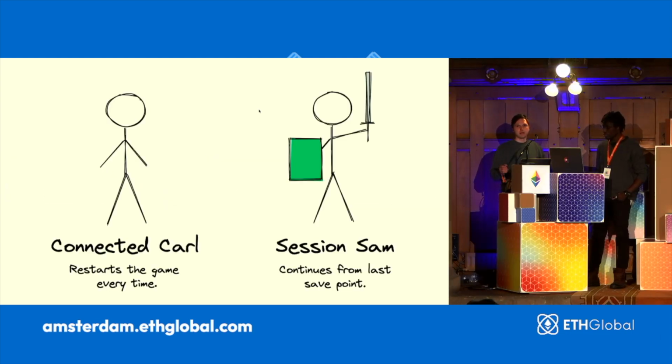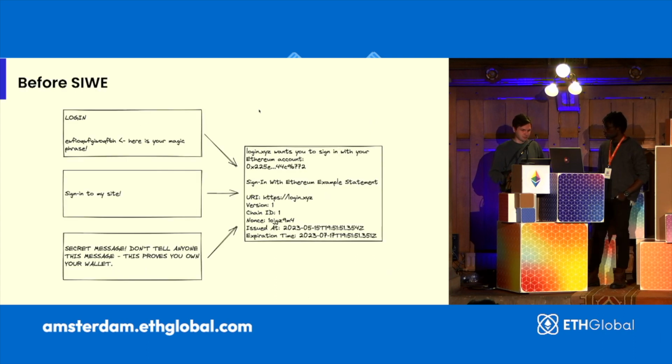It really helps with contextualizing interactions, so I think it will become more and more important. Currently most dApps are just connecting the Ethereum accounts, connecting the wallets. But you actually also want to log in the users to remember things about them, like preferences and so on. You want to get from connected Carl, who has to restart the game every time, to the session Sam, who continues the game from the last save state.